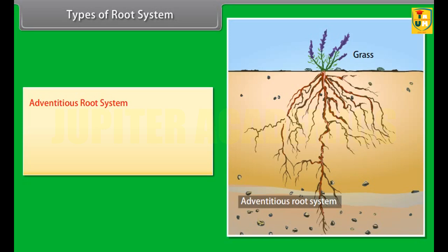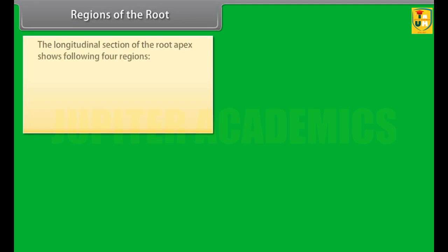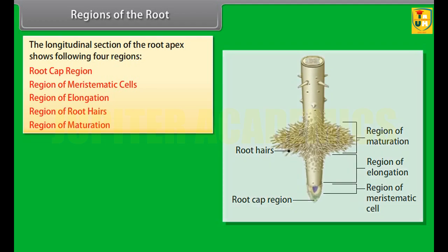Adventitious root system. In certain plants, root arises from places other than the radicle. Such roots are called adventitious roots. Examples, grass, monstera and banyan tree. Regions of the root. The longitudinal section of the root apex shows the following 5 regions: root cap region, region of meristematic cells, region of elongation, region of root hairs, region of maturation.